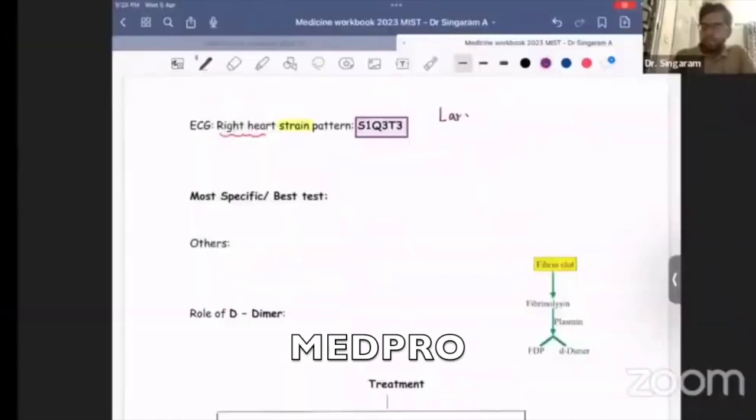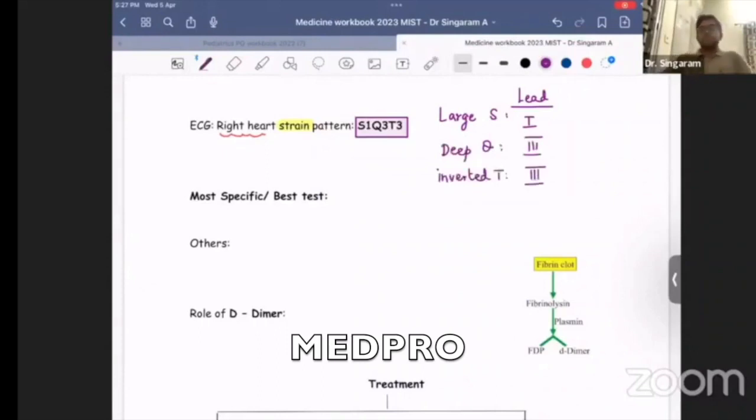You will get large S waves in lead 1. Then you will have deep Q waves in lead 3. What about T3 means? Inverted T waves in lead 3. That is what is called the S1, Q3, T3 pattern, which is indicating the right heart is undergoing strain.